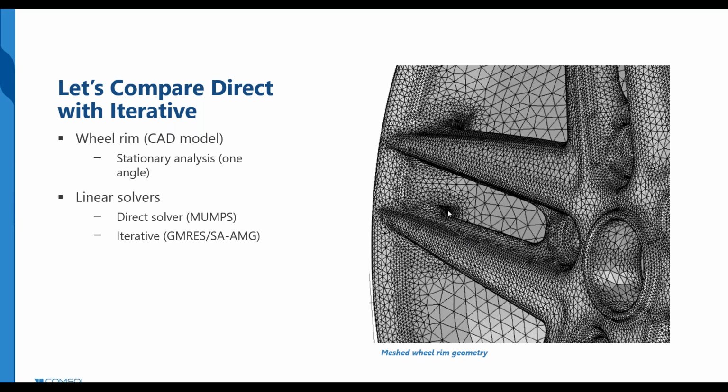And I'm looking here at the full wheel rim geometry to get a larger problem. I compare a direct solver to an iterative solver. We look at just one angle. This model comes with several configuration angles and load angles, but we just look at one here for illustration purposes.